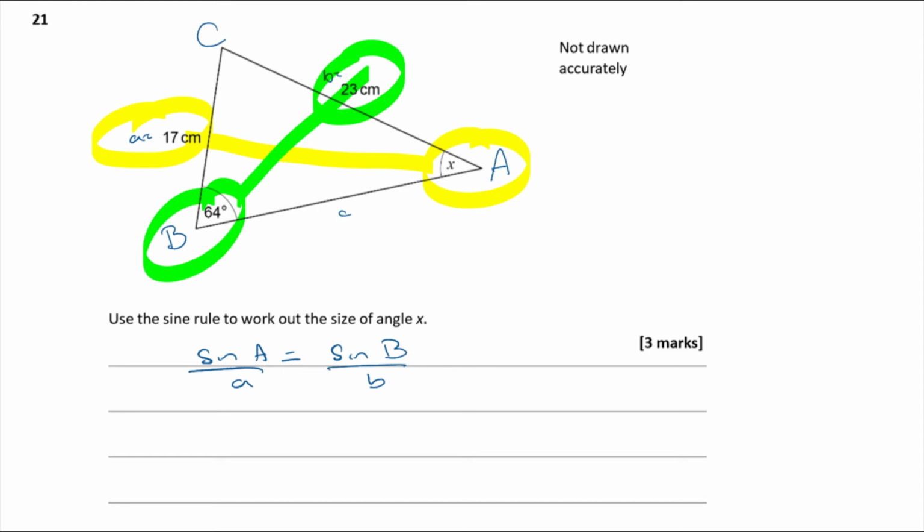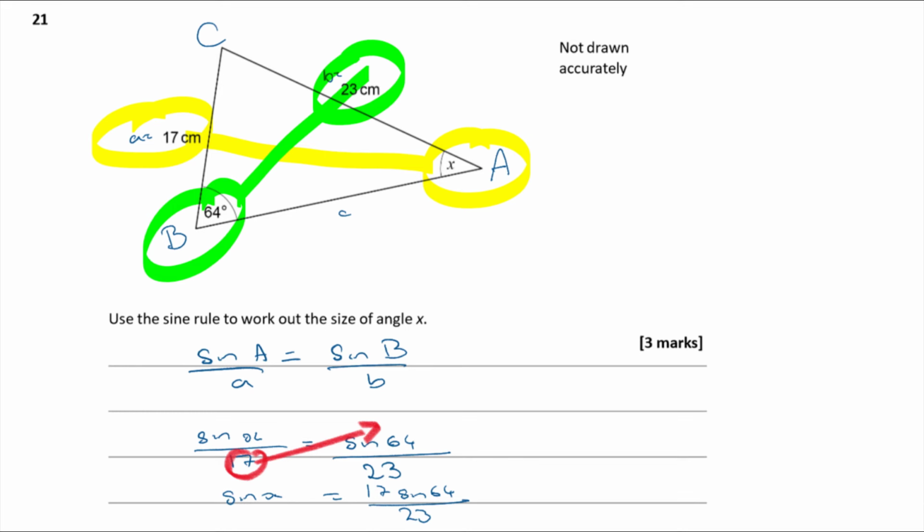Then subbing into my formula, A is actually x in my problem, isn't it? So that's sine x, and that's over side A, which is 17, and that is equal to sine B, sine 64, divided by side B, which is 23. Okay? So just rearranging that so I get sine x by itself. I'm just going to multiply through by 17. It will move that 17 from down there up there, won't it? So that's going to give me sine x equals 17 sine 64 divided by 23.